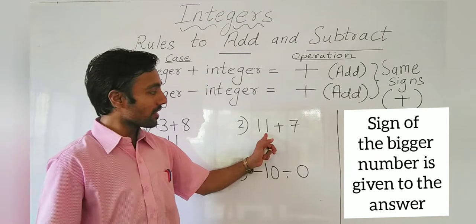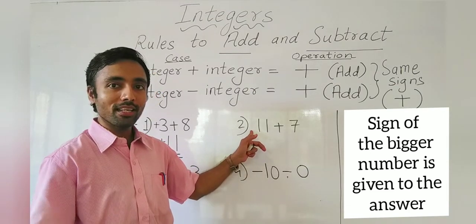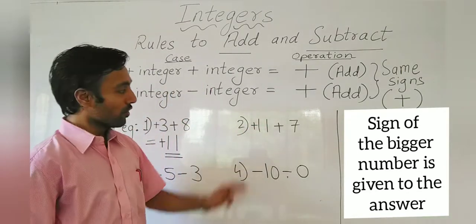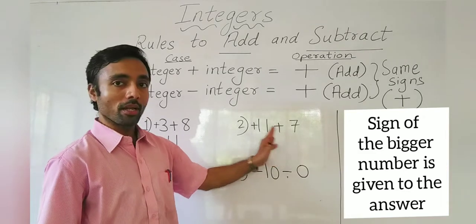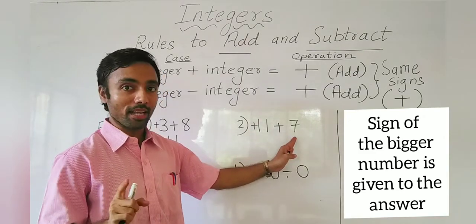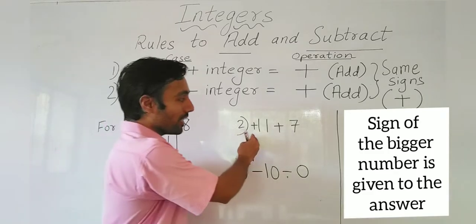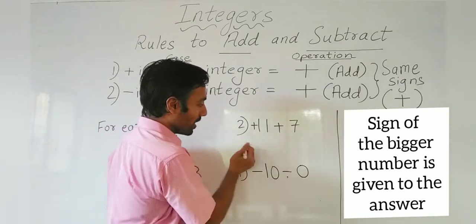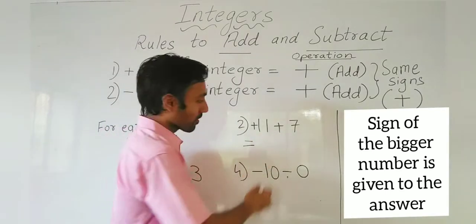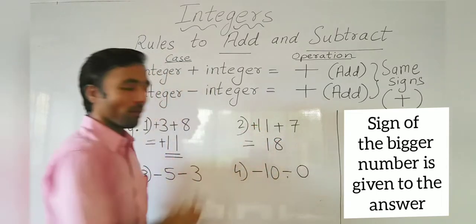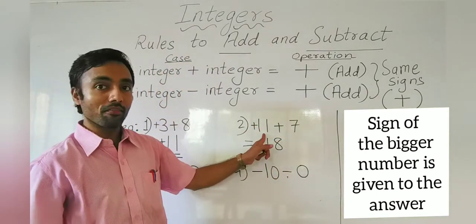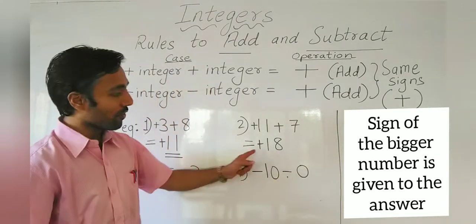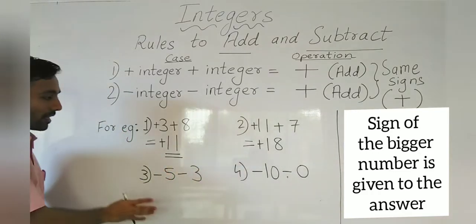Here again, 11th sign is not shown. So what is 11th sign here? Yes, you guessed it right. It's plus 11. Yes, so plus 11 and plus 7. Both integers again having the same signs, plus signs. So when both the integers have same signs, we add. Yes. So here again we will do the addition. So 11 plus 7 is 18. And whose sign will you give to the answer? 11, which is the bigger number. So 11 sign to be given to the answer, plus 18. Even if you don't write plus here, it's fine. Now let's see these two examples.